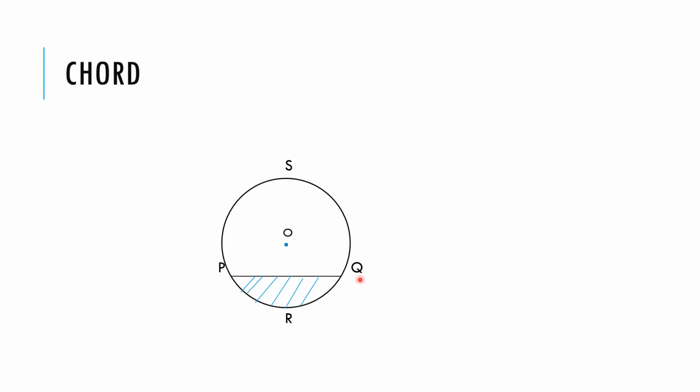PRQ, which is part of the circumference, is called the arc. The arc PRQ is called the minor arc, and the arc PSQ is called the major arc. The shaded region enclosed by the chord PQ and the arc PRQ is called the minor segment, and the unshaded region enclosed by the chord PQ and the arc PSQ is called the major segment.